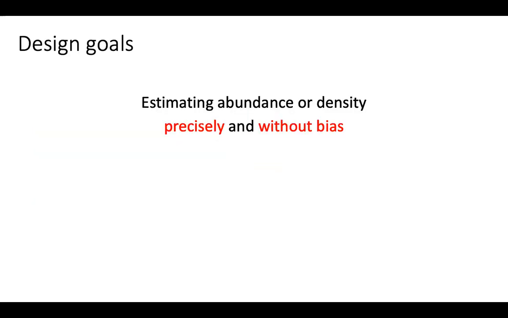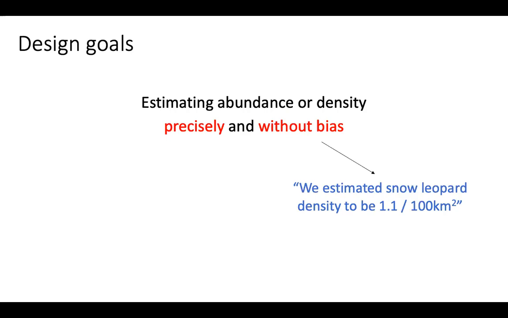Okay, so what's the overall goal of survey design? Well, for camera trap surveys, what we really want to do most of the time is estimate abundance or density precisely and without bias. So what do we mean by this? Well, let's look first at the without bias part. After a camera trap survey, the kind of statement that we'd like to make is: we estimated snow leopard density to be 1.1 animals per 100 kilometers squared.